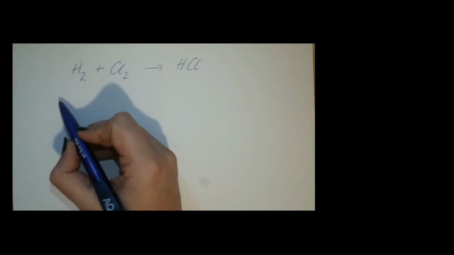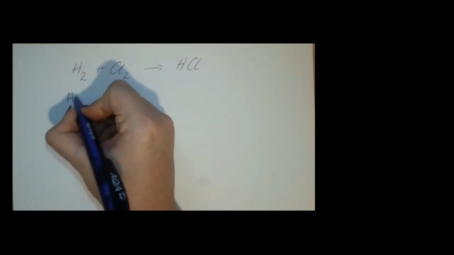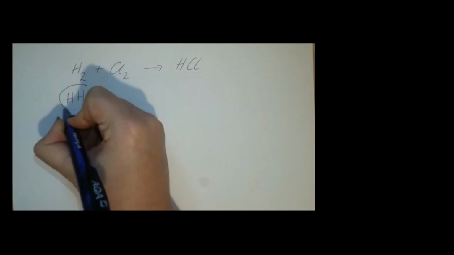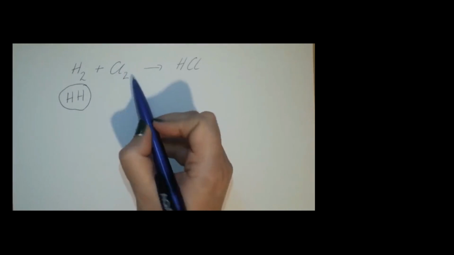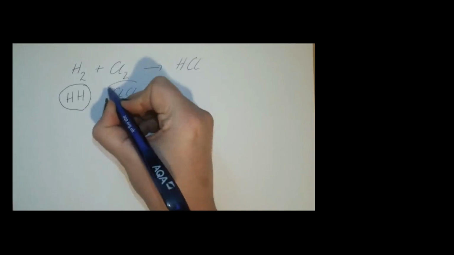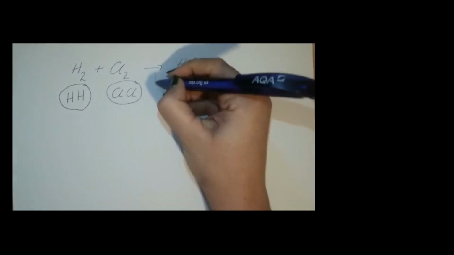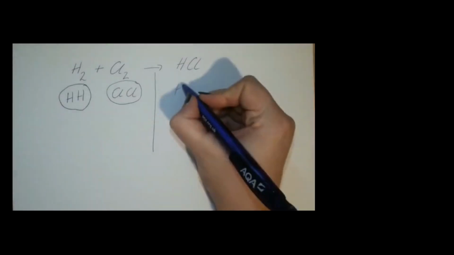So again, with my bubble method, I've got H2. H2 means I've got an H and an H in a bubble. That's reacting with Cl2, chlorine. So that's a Cl and a Cl together in a bubble. I'm going to put my wall. And then on this side, I've got my hydrogen chloride. That's an H and a Cl together.